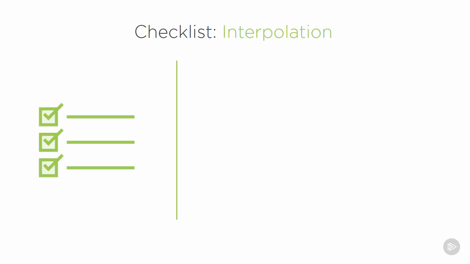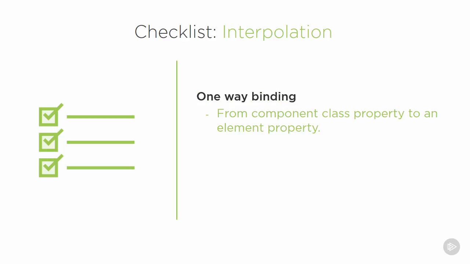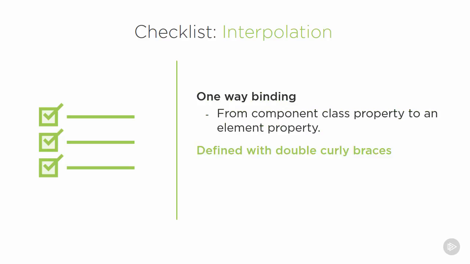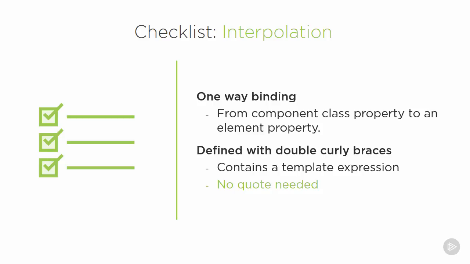Angular's data binding was introduced in this module with a look at interpolation. Interpolation is one-way binding from a component class property to an element property. Interpolation is defined with curly braces and a template expression. That expression can be a simple property, a concatenation, a calculation, or a method call. Note that no quotes are needed when using interpolation.